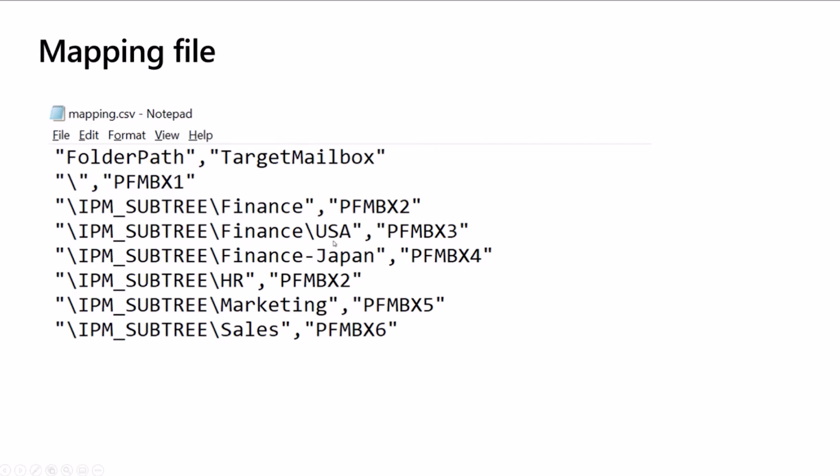And a public folder named USA, which is also present under finance, is large in size. And I wanted this public folder to be migrated to a dedicated public folder mailbox. Hence, I have created an exclusive entry for the public folder in the mapping file.